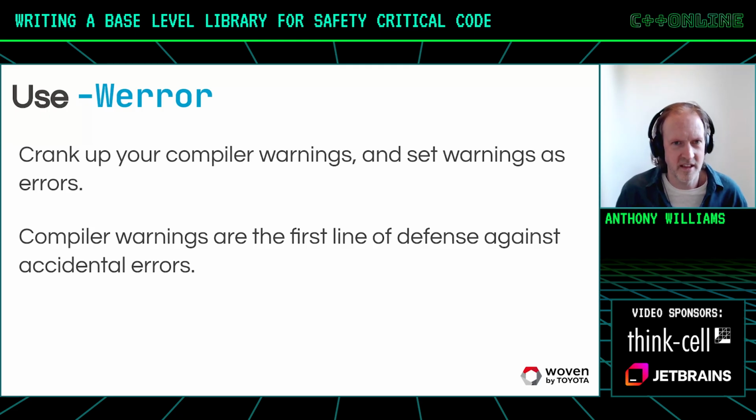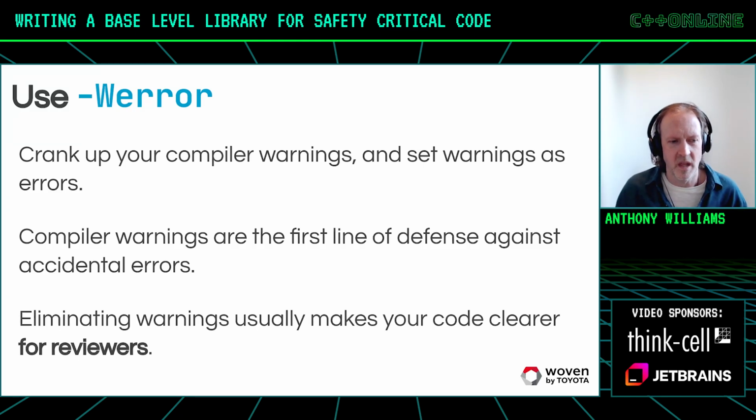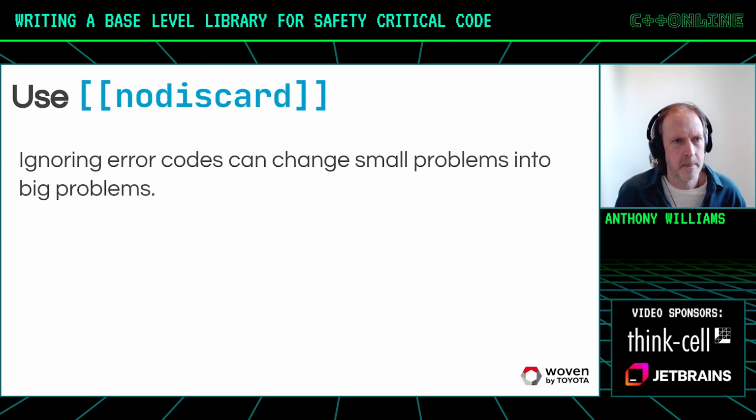And the reason that the compiler warns on things is because they're often a source of mistakes. So don't make those mistakes. And yes, restructure your code so you don't have to. And it often makes things easier for your teammates as reviewers. Use things like nodiscard so that you can't ignore error codes.